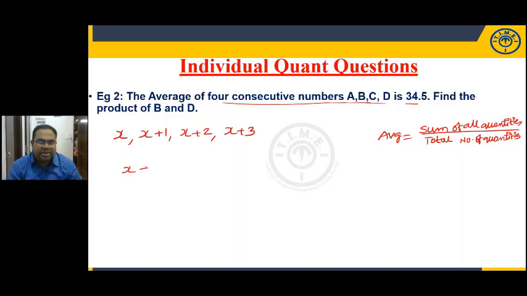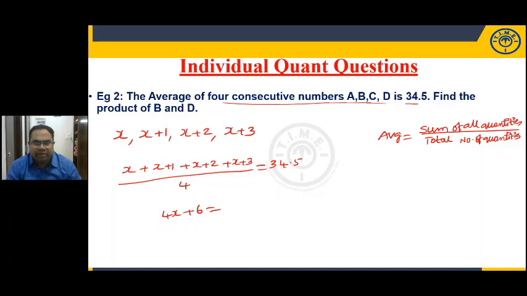So the average means x plus x plus 1 plus x plus 2 plus x plus 3, divided by 4, is equal to 34.5. So 4x plus 6. If I multiply 34.5 by 4, I get 138. 4x is equal to 132. x is equal to 33, since 4 3s are 12. x is 33. What are my numbers? My numbers are 33, 34, 35, 36.